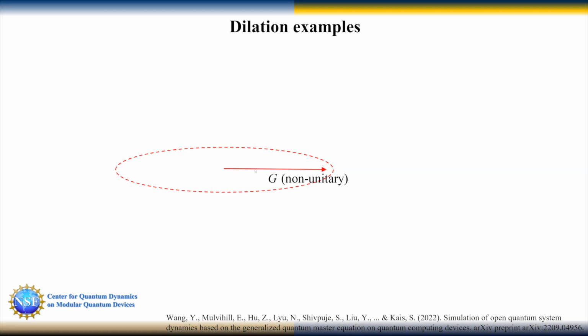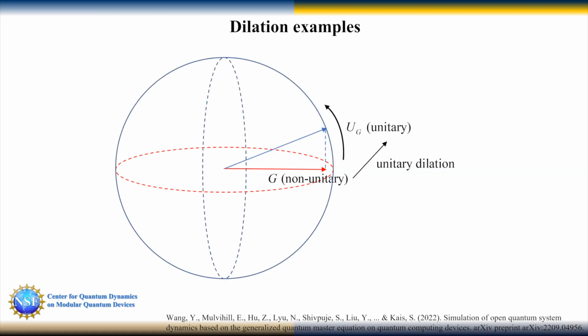What the dilation does is increase the dimension to a unit sphere. And this dilated operator U of G can work with this blue vector on the unit sphere and is unitary. Thus we can find the blue vector that corresponds to each of the red vectors that we want in our original lower dimensional space. And this is how dilation works.